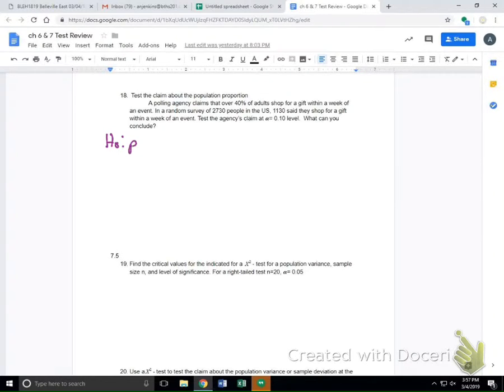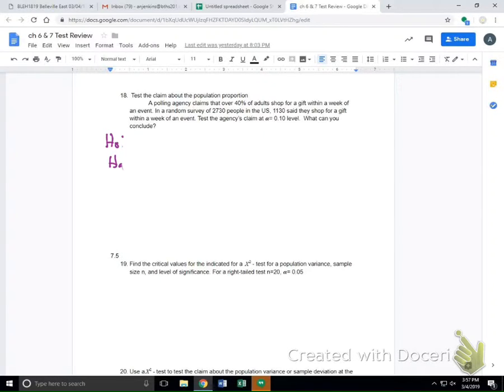The goal is so it's P. I'm not sure where I got the 8. So we see that it is claims that over 40%. Okay, so I solved the wrong problem, so I had to go back and then resolve this one, so I apologize. So now we see that it claims that over 40% of adults shop for gifts within the week.